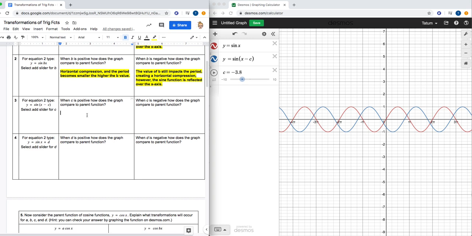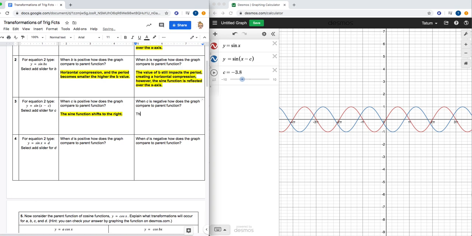So when c is positive, the sine function shifts to the right. And when c is negative, the sine function shifts to the left. I'm going to change the formatting again. There we go. All right, and this stuff should look familiar. When we subtract a value directly from x, it shifted our parent functions to the right. When we added a number to x, it shifted our functions to the left. So we've seen this before when we've graphed and shifted and transformed other parent functions as well. These rules stay the same for our sine functions.